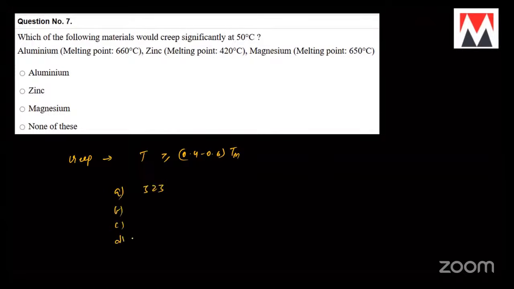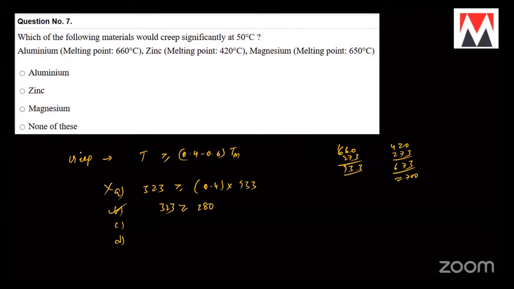A, B, C, D. Let us see. Let us take the minimum value only, 0.4. 660 plus 273 is nearly 933. This is definitely not, because half of this itself is 450. So this is definitely not. Next one is what? 420 plus 273. You have 673. Nearly you can take 700. So 0.4 into 700 is 280, which is less than 323. So this can be the answer.